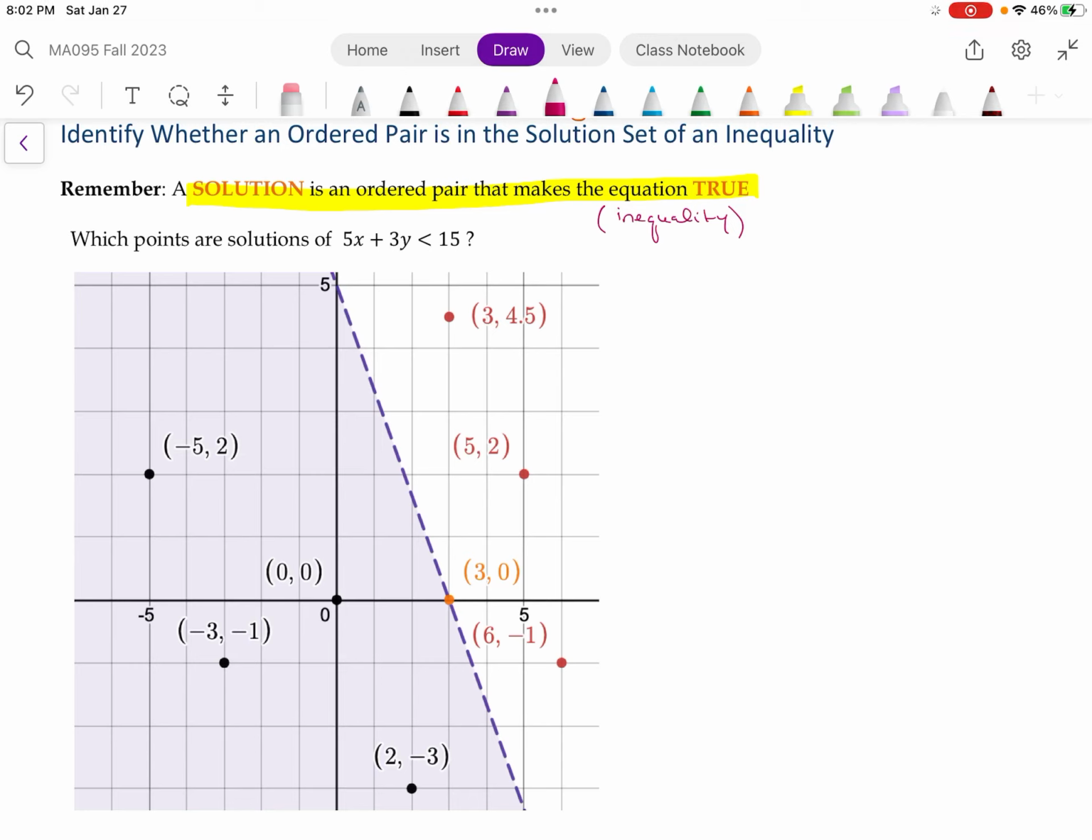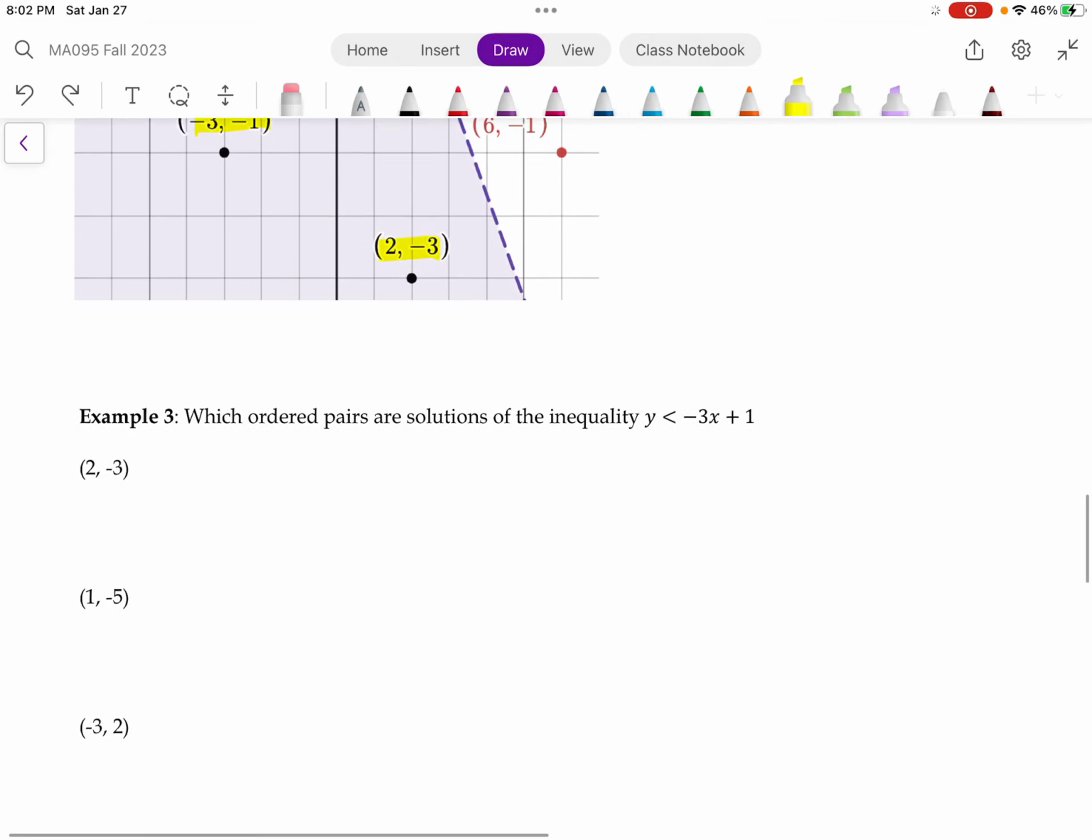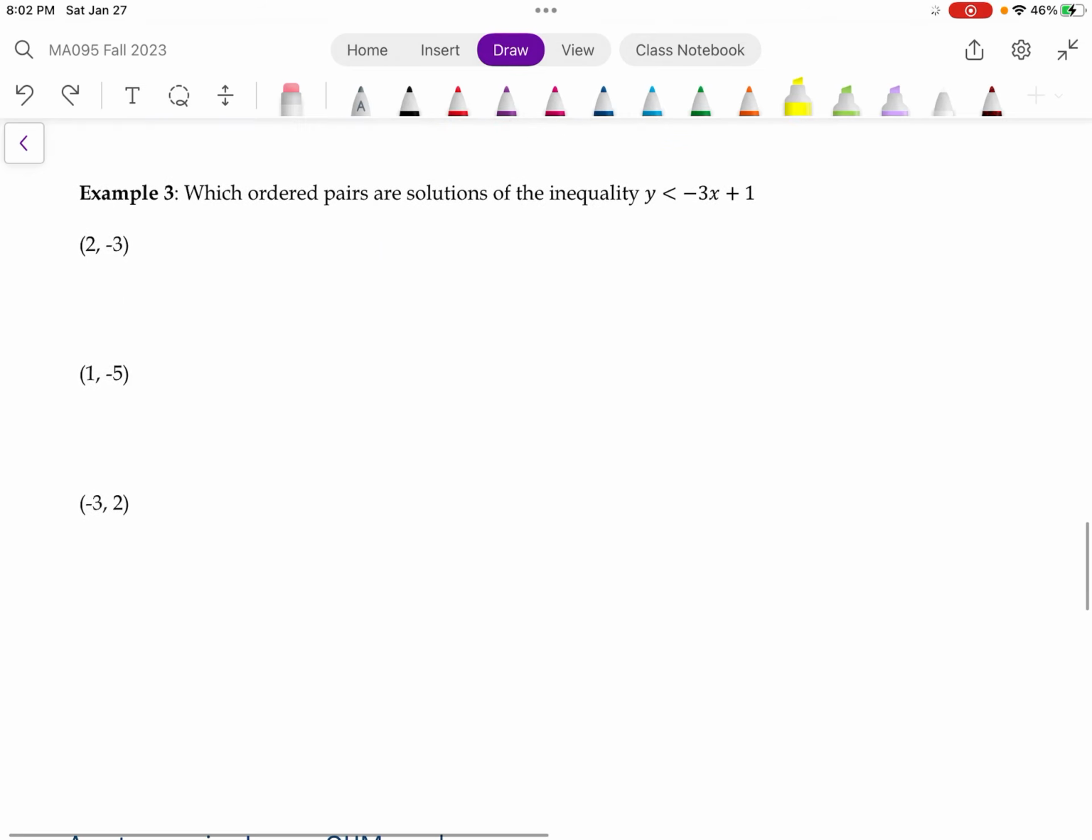So let's look at the shaded portion first. So which points are in the shaded portion? Well, that would be this one, this one, this one, and this one. So those are all solutions. What about this one? It's on a dashed line. The dashed line means that the line is not included in the solution, so that is not a solution, and neither are the red ones. Okay, so this is how you do it with a graph. What if you're given an equation and asked which ordered pairs are solutions? Well, they're the ones that are going to make it true.